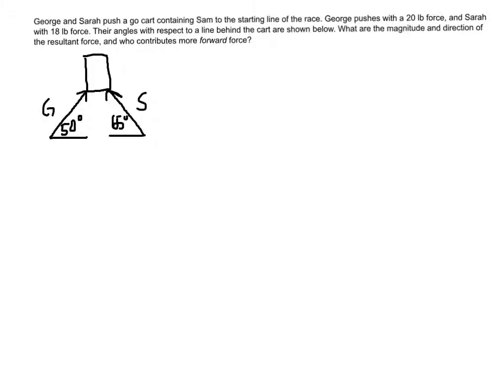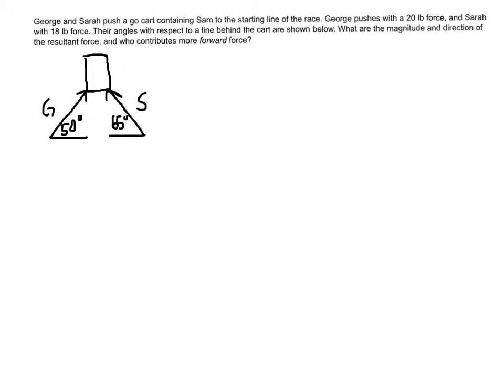So this is the third problem on our worksheet, talking about George and Sarah pushing a go-kart. George pushes with a 20-pound force and Sarah with an 18-pound force. And their angles with respect to the line behind the cart are shown in the picture I have drawn down there for you. And it says, what are the magnitude and direction of the resultant force, and who contributes more forward force? So, we have George and Sarah pushing on this cart at different angles.